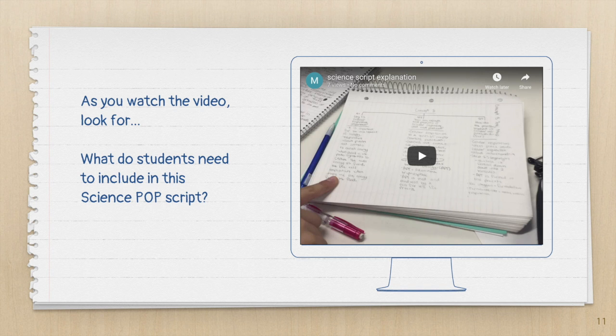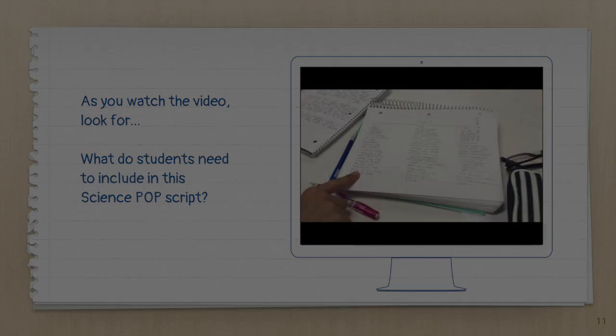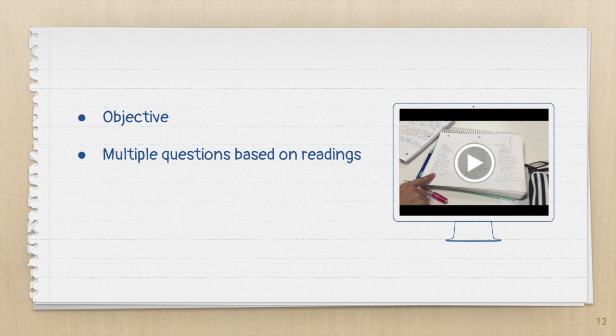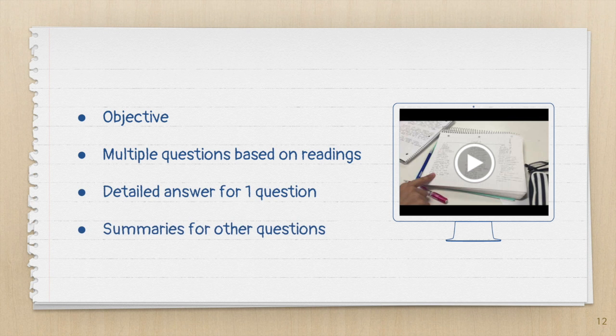Please pause this video to reflect on the question either aloud with a group or silently by yourself. Now that you've reflected, we see that a science script includes an objective and multiple questions based on their readings. They must include a detailed answer for one question and summaries for the other questions. Remember, these scripts are examples and can be modified to fit the student's needs.